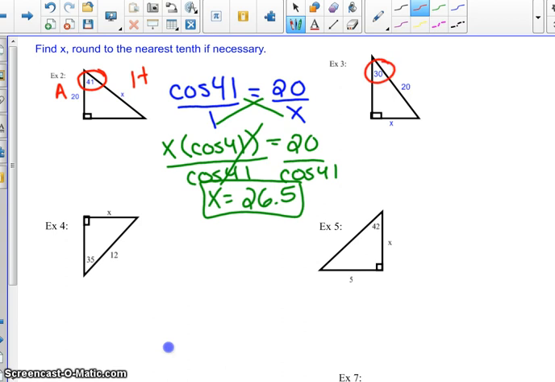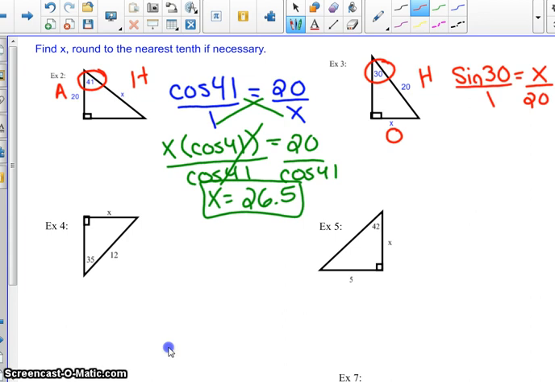Okay, so let's circle and we'll do our label. So according to that 30, x is what? Opposite. What about this one? Good. Okay. So we should be using sine. Good. So sine 30 equals the opposite over the hypotenuse.